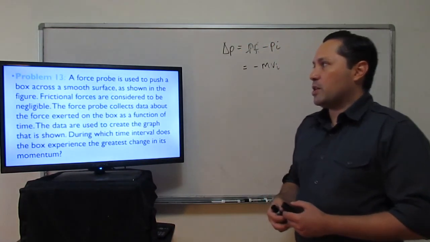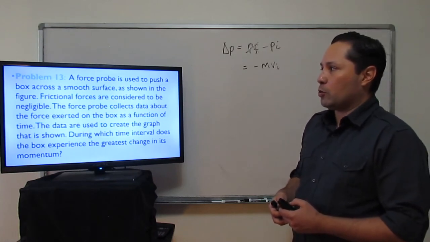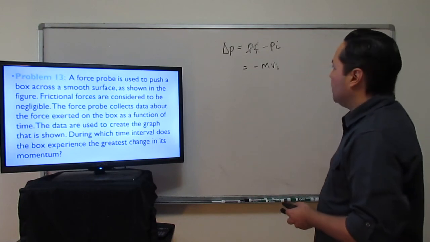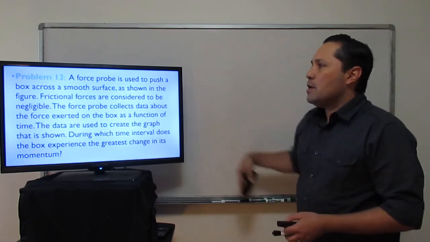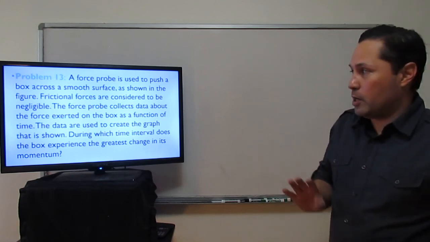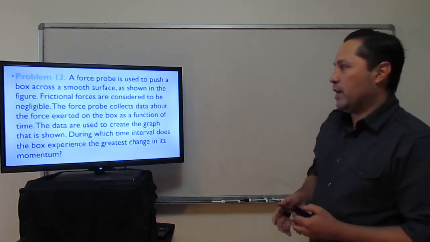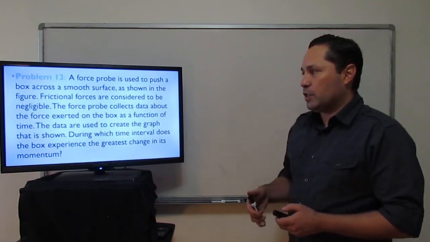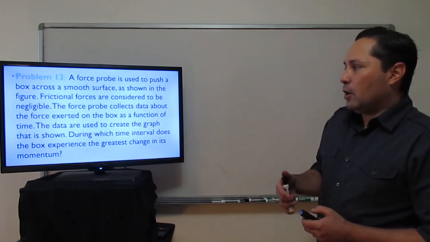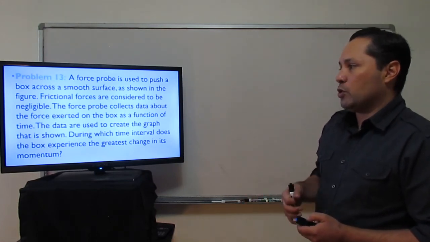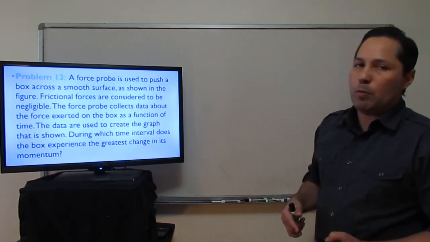In problem 13, it says a force probe is used to push a box across a smooth surface, as shown in the figure, which is in the next slide. Now, the frictional forces are considered to be negligible, so we're going to go ahead and ignore it. The force probe collects data about the force exerted on the box as a function of time. The data are used to create a graph as shown. During which time interval does the box experience the greatest change in momentum?